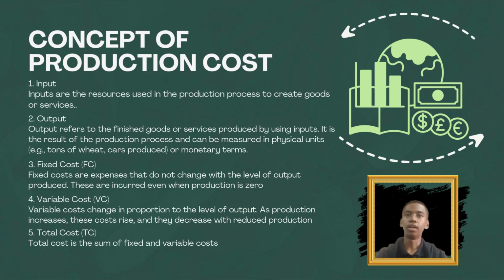Next is fixed costs, or FC. Fixed costs are expenses that do not change with the level of output produced. These are incurred even when production is zero, such as renting land or hiring a worker. Next is variable costs, or VC. Variable costs change in proportion to the level of output. As production increases, these costs rise, and they decrease with reduced production. Lastly, total cost, TC. Total cost is the sum of fixed and variable costs.